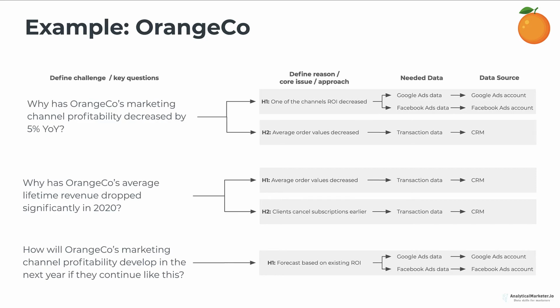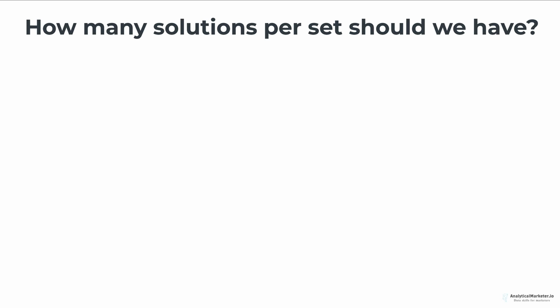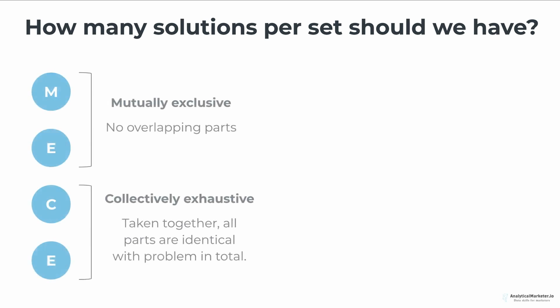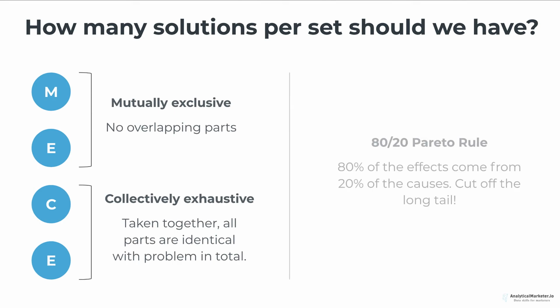So how do we know when we have enough solutions in a set for a respective question? For this, we can use the MECE framework. Solutions should be mutually exclusive, so they don't overlap, but collectively exhaustive, so you theoretically have all possible solutions covered. However, in reality though, you don't have to find all possible solutions. Use the good old Pareto rule instead. Find the 20% of solutions which inflict 80% of the effects.